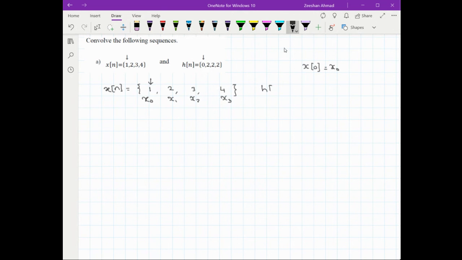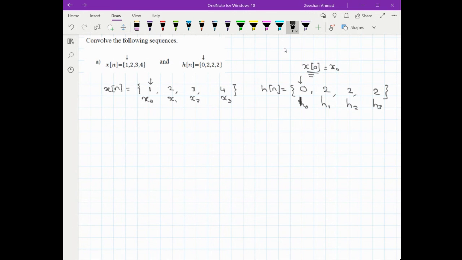Similarly, my h of n is equal to 0, and we have 2, 2, and 2 here. Let's suppose this is your h of 0, same as what I used here. This is h of 1 here, this is h of 2 here, this is h of 3 here. If you want, you can still write it in this form, x of 0, x of 1, x of 2 or something. Up to you, doesn't matter.